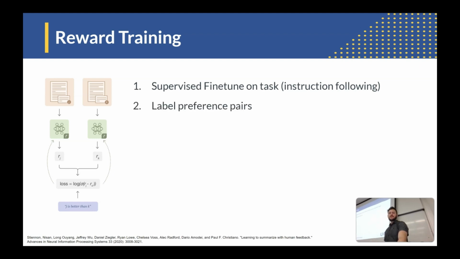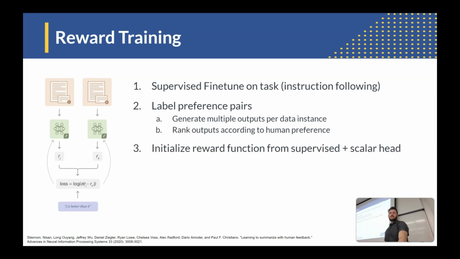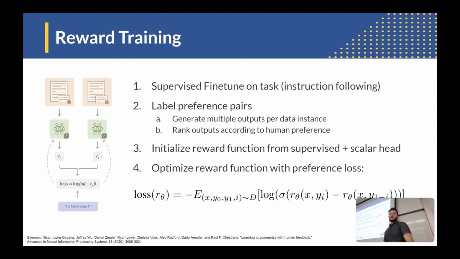We'll label preference pairs from that data. We'll generate multiple outputs and rank those outputs. And then we'll initialize a reward function from that supervised model plus a scalar head, and then optimize this preference loss. Which here, again, x is your input, y is your preferred output, and over here, y1 is your unpreferred output. And we're going to try to maximize the preferred over the unpreferred output for our reward function loss.